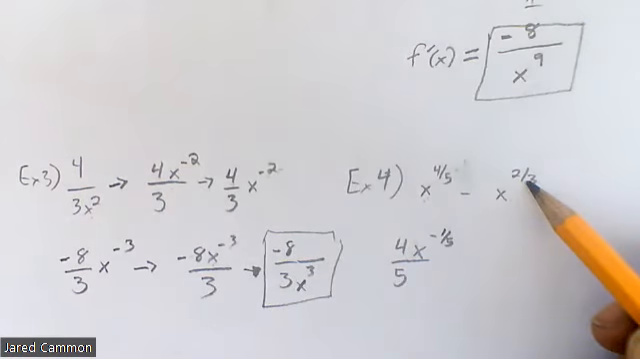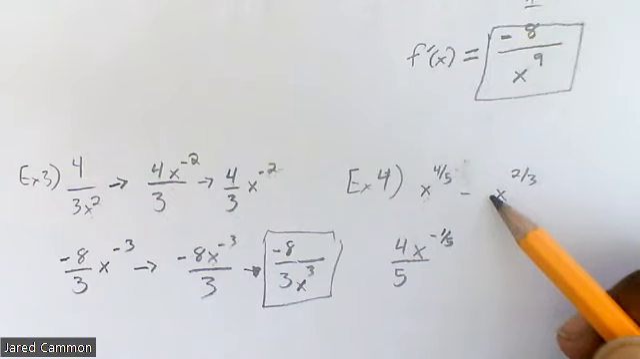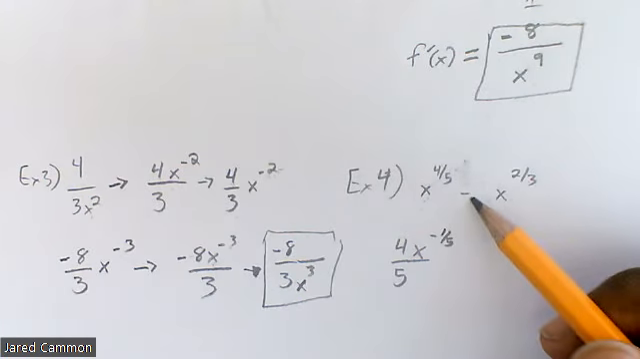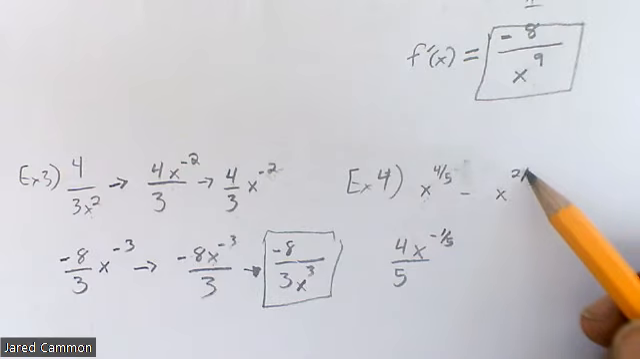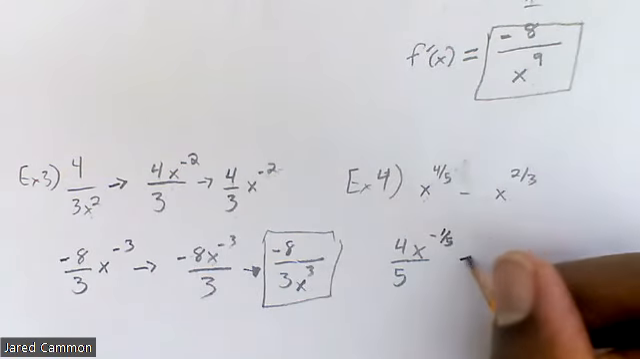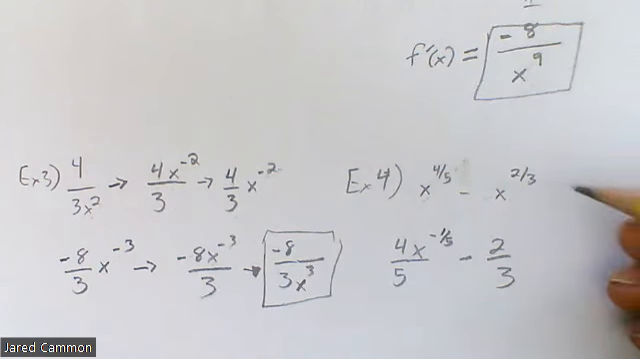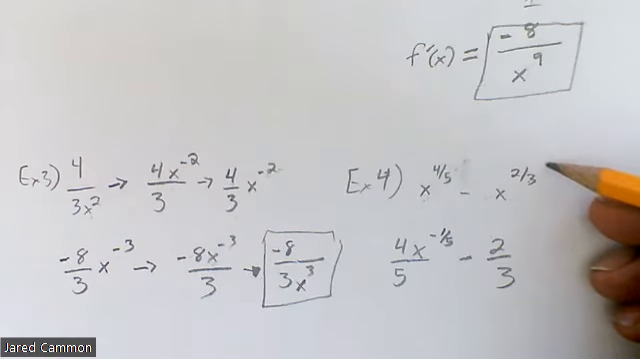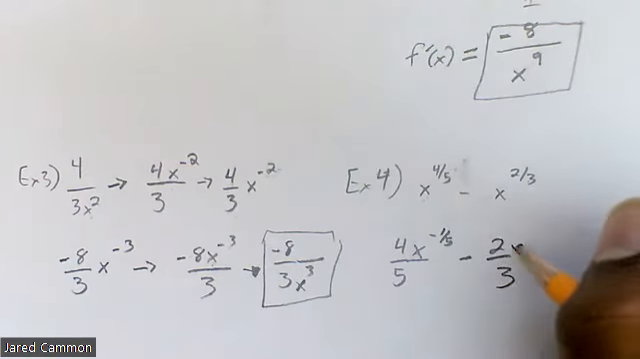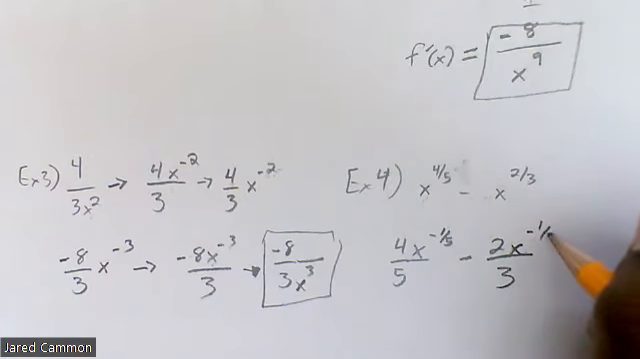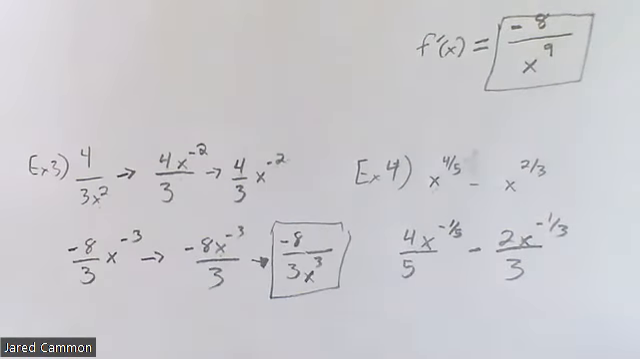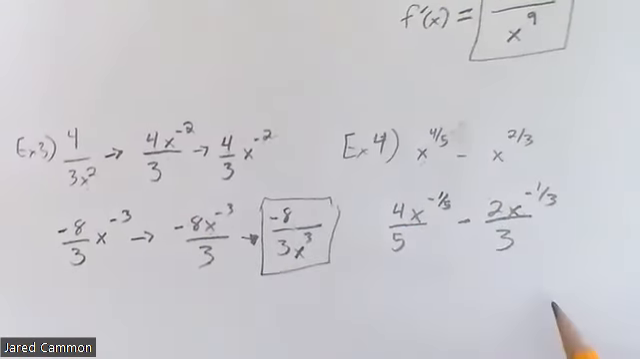All right, what about this one? So we have, again, multiply the power by whatever coefficient is in front, which would be an invisible 1. But remember, this also has a sign of negative. So we have 2/3 times -1, which will give us -2/3. And then subtract 1 from here, which is like saying subtract 3/3, which will give us -1/3. So x to -1/3.